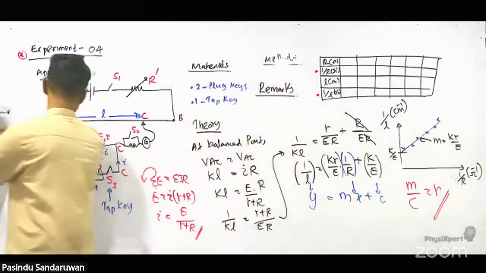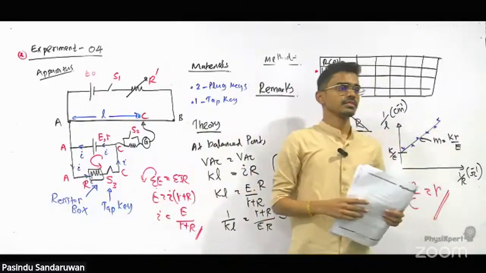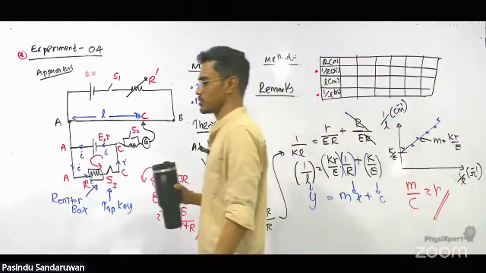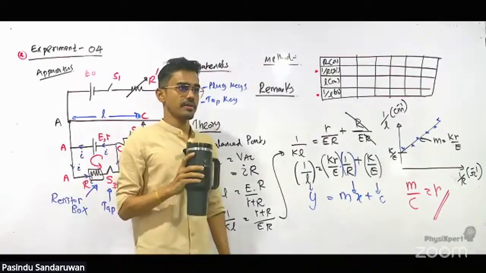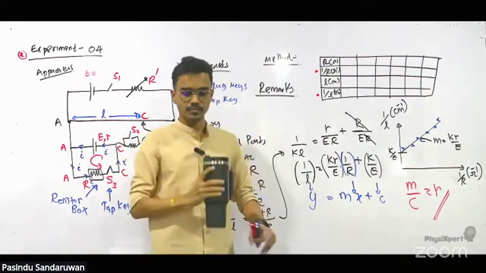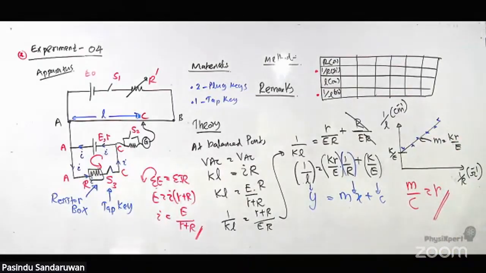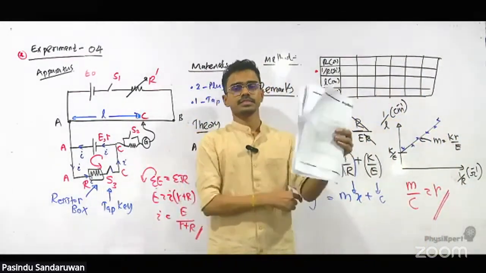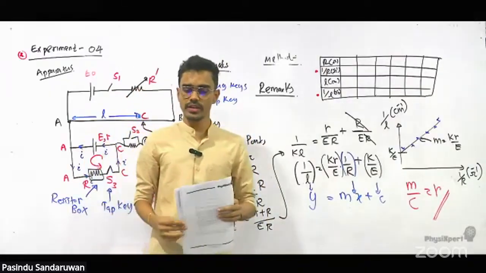Then write down. A tap key is used to minimize discharging of capital A, by flowing an instant current when the reading is taken.